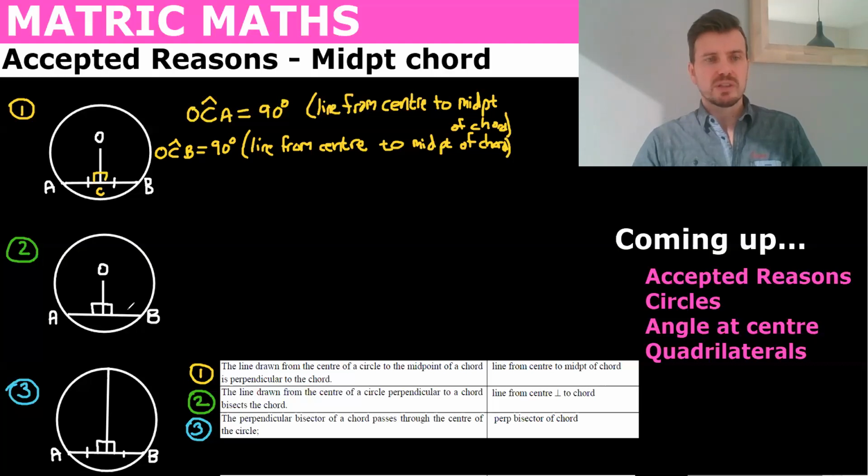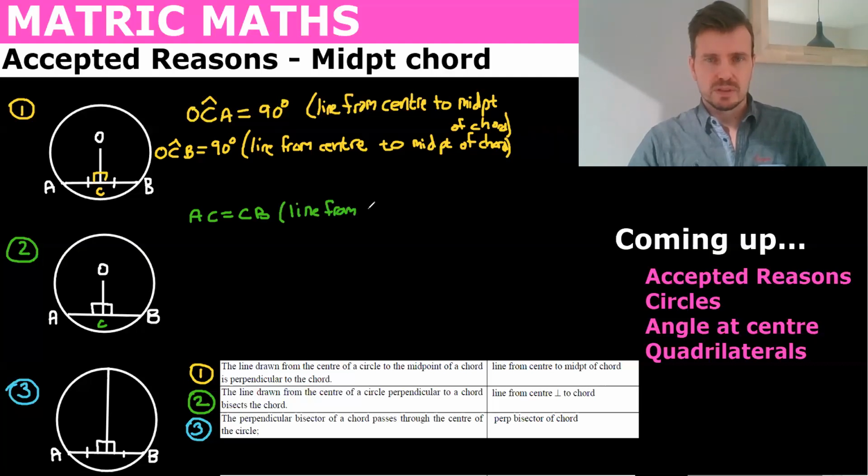The second one is we're not given that it's the midpoint, but we're told that it's the center of the circle and it's perpendicular. So it's similar to this one, except now we can say, and we'll do this in green, that AC equals CB, because now we know that it's the midpoint. And we'll say line from center, but instead of to midpoint of chord, we're given that it's perpendicular to chord. And so we can see the differences.